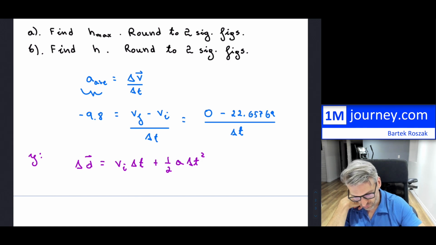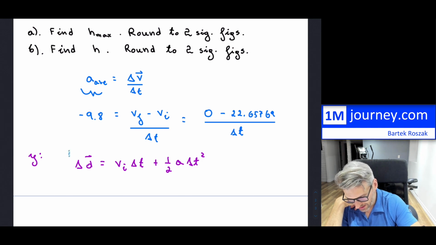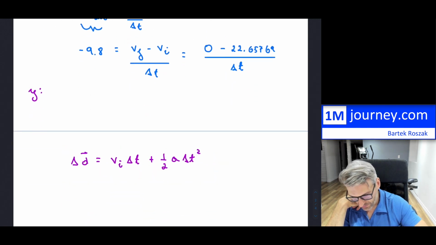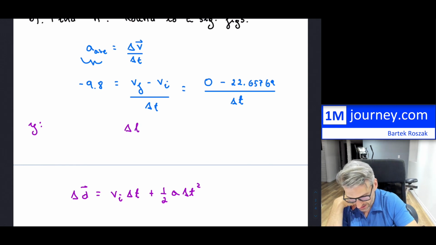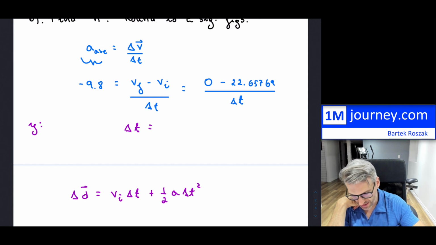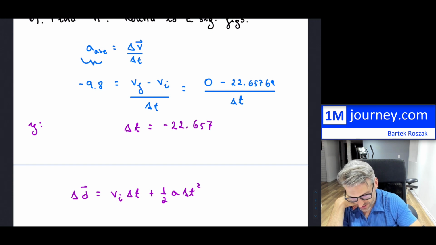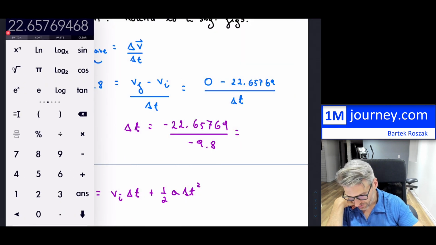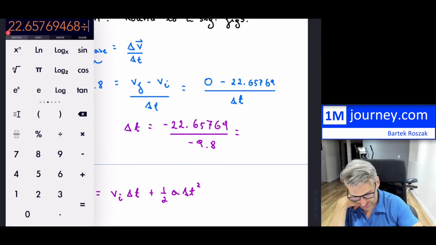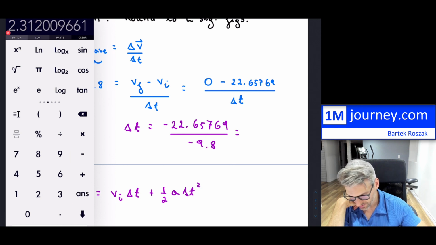So from here, I'm going to shift this out of the way, put it down here, and I'm going to manipulate our equation that we have in here. So delta t is equal to, the 0 makes it very simple, negative 22.65769 divided by negative 9.8. So that gives me the peak time. Well, this is already entered, so divided by 9.8 because the negatives cancel themselves. So it's 2.312 seconds approximately.